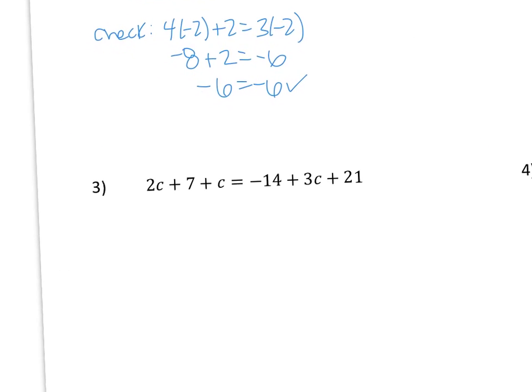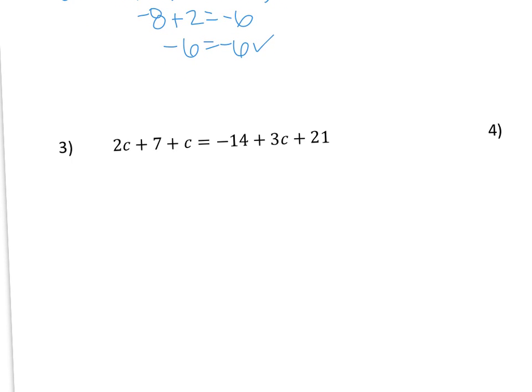Number 3, looks like we have to simplify on both sides of the equal sign again before we can start moving our variables over. So here we're going to combine like terms. We have a 2c and a positive 1c over here. Add those together, we get 3c, and then I'm just going to rewrite my plus 7. Is equal to, on the right side of the equal sign, looks like we can combine the negative 14 plus 21. That ends up being a positive 7, and then we can just rewrite my 3c.